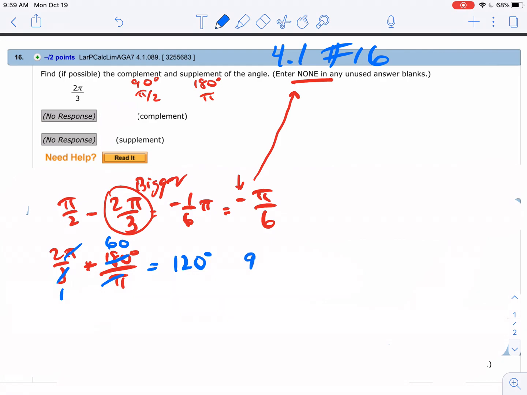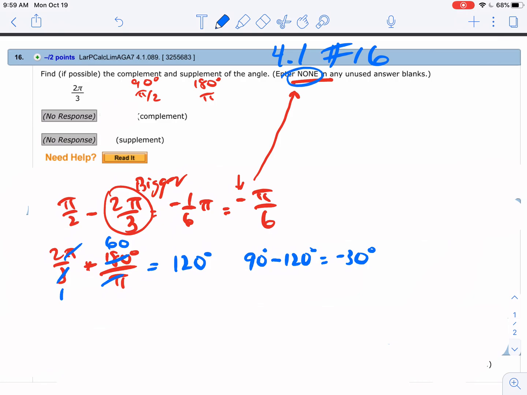Now, if I take 90 minus 120 in degree mode, I get that negative 30 degrees, which would tell me it's too big again. Now I found it, so that is an acceptable answer if you're writing this out on a test, but for WebAssign, if your answer is negative, they say there's none available.